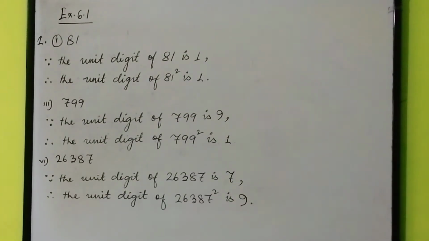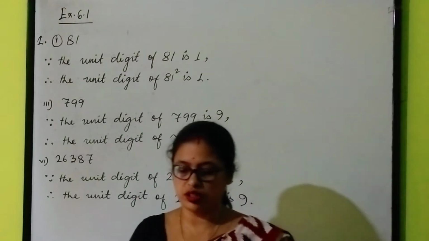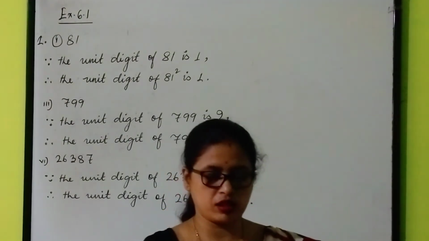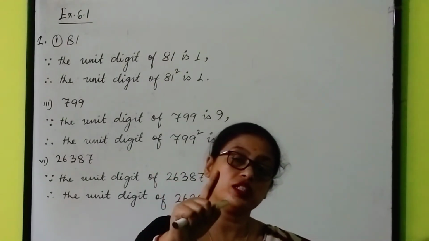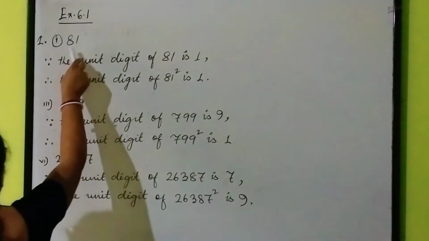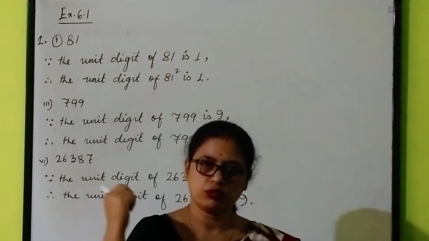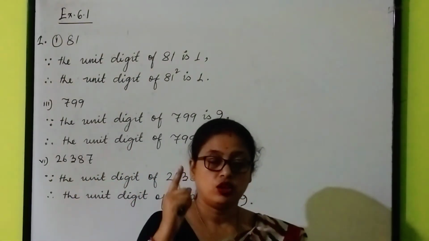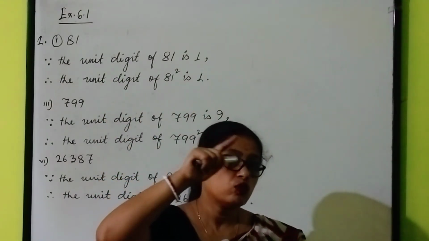Now see, exercise 6.1, what is the first question? I have already done it, I am explaining it. What will be the unit digit? The digit in the units place of the squares of the following numbers. You have to find out the unit digit of the square number. So here, if the number is 81, what will be the unit digit of 81 square? No need to find the value of 81 square. By seeing the unit digit of the number given, you can guess the unit digit of the square number. 81: 1 times 1 is 1.